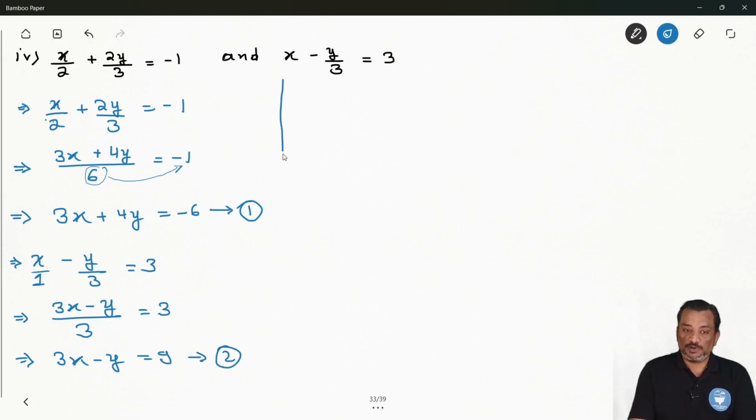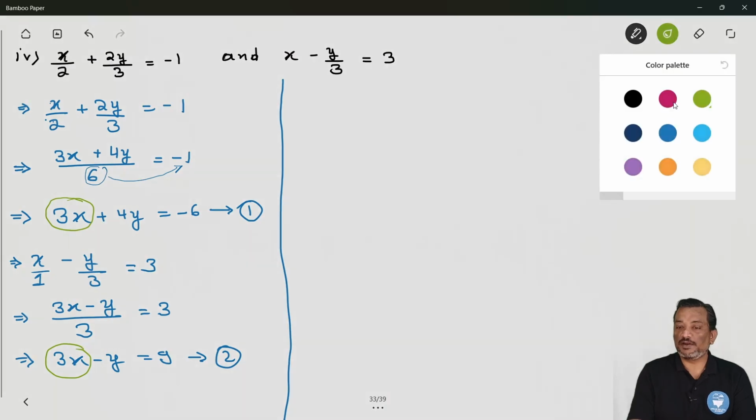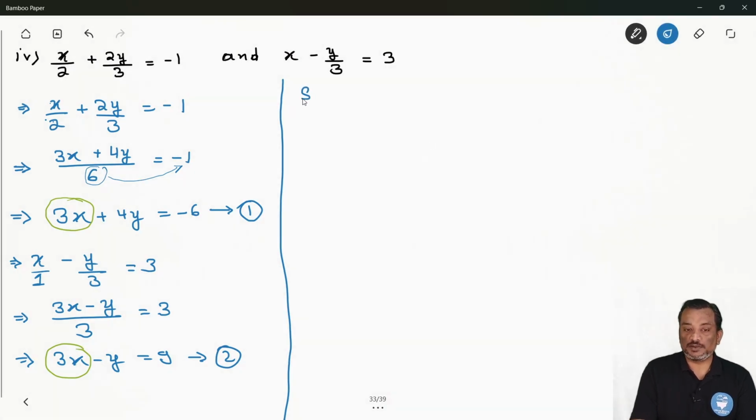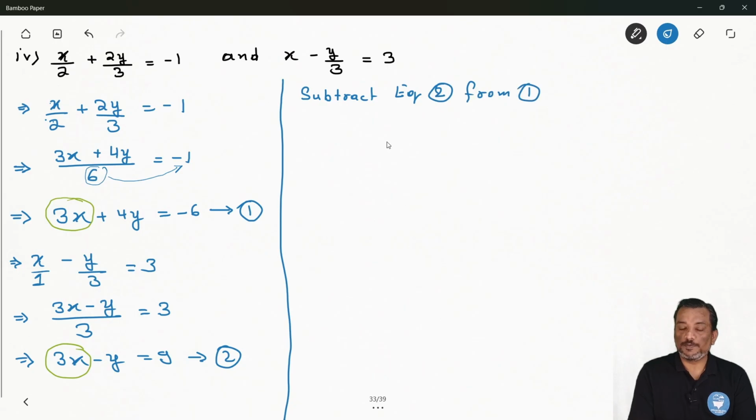Now अब हमें डिसाइड करना है which variable we want to eliminate. So now if we want to eliminate the variable x. क्यों? Why? Because you can say in both expressions the x coefficients are same. So directly we can write here, okay, subtract equation 2 from 1. Okay, 2 from 1. Okay, so we will say here equation 1 is 3x plus 4y is equal to minus 6.